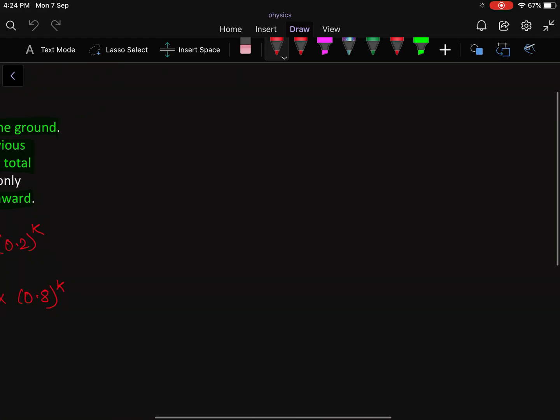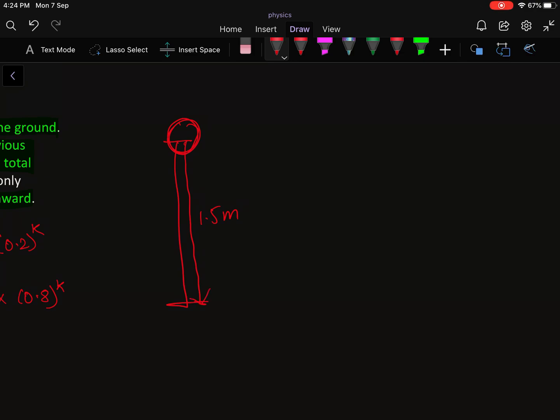Let this be 1.5 meter height and this is the ball. When it goes downward, in the first bounce it goes downward till 1.5 meter. Now it will go upward, to 0.8 times the previous height, so this will be the new height. Then it will go again downward. This will be the first bounce, this will be the second bounce.